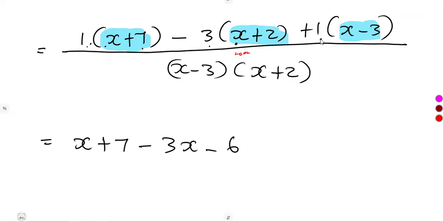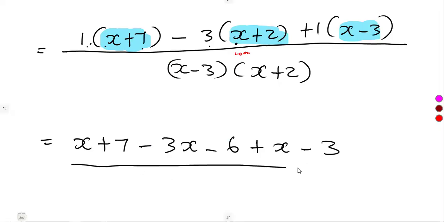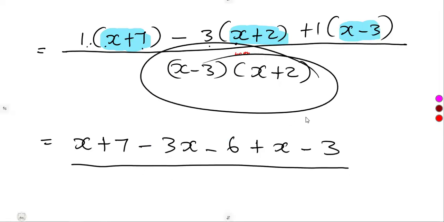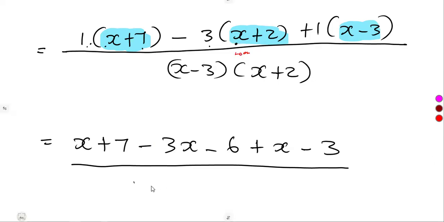We move on to positive 1. Positive 1 times x, that's positive x. Positive 1 times negative 3, that's a negative 3. Everything over our denominator, x minus 3 into x plus 2, like this. So this is it.